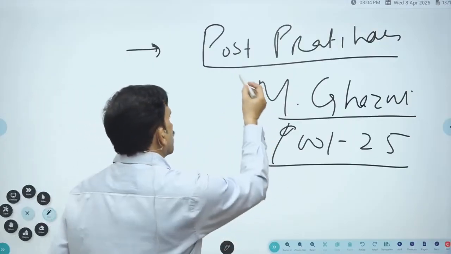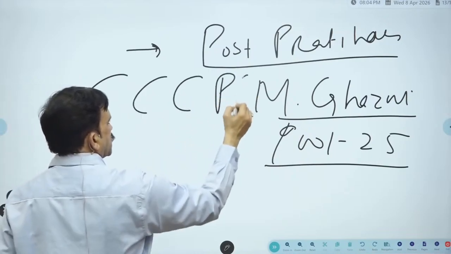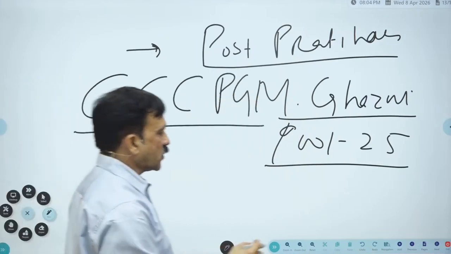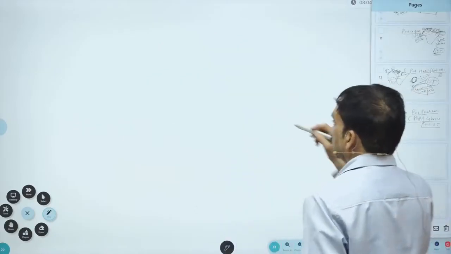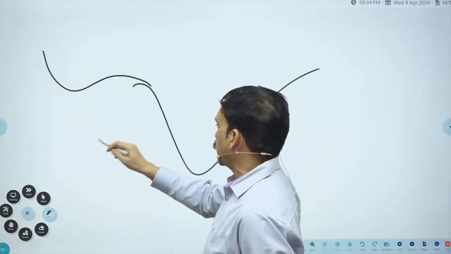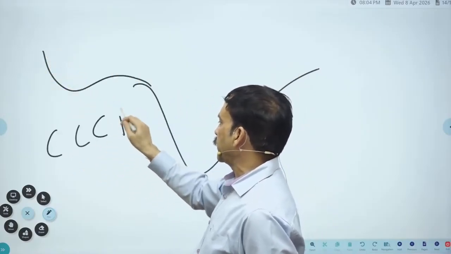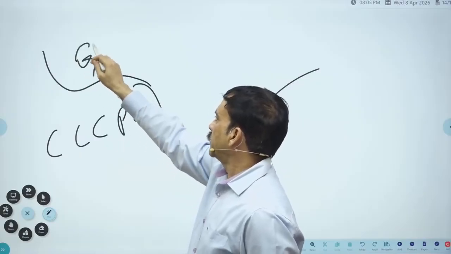Then who is coming in post Pratihar? I am giving you a code. This way you can remember. So post Pratihar, easily you can remember triple C PG. Triple C PG. Here C is for Chalukyas.